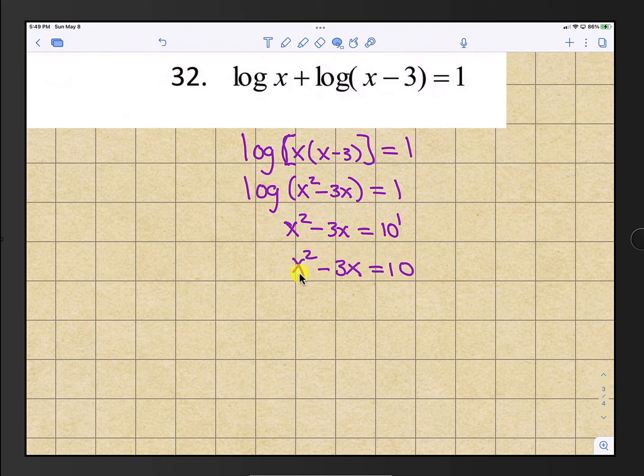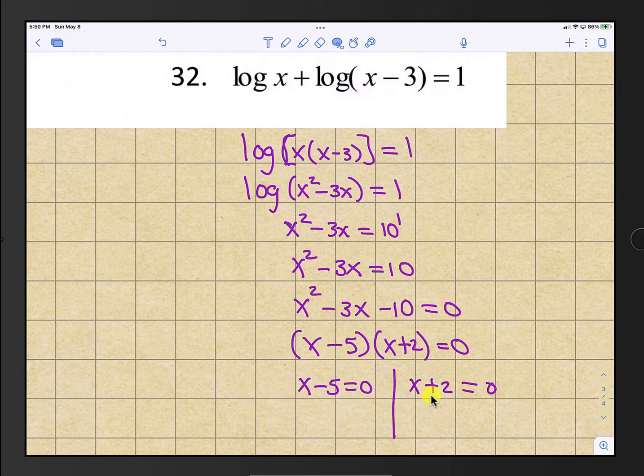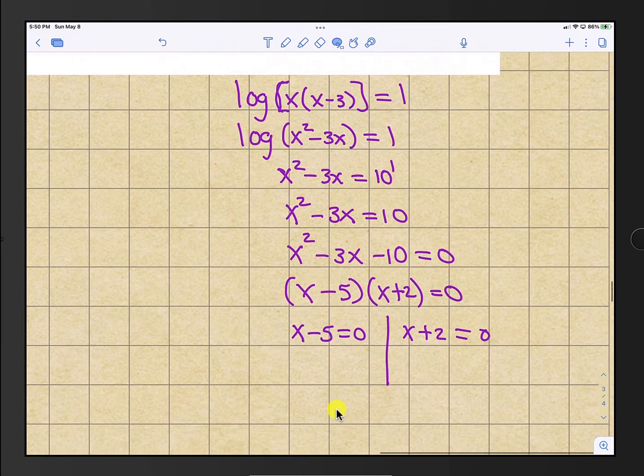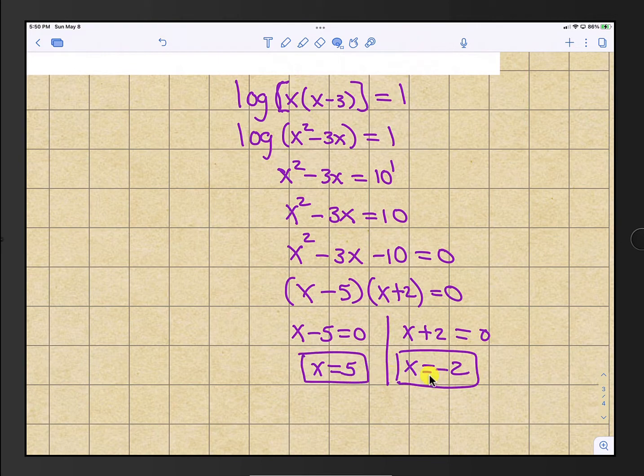And now we have a quadratic, so we'll need to set it equal to 0 on one side. So let's subtract 10 from both sides. So we have x squared minus 3x minus 10 equals 0. And now this can be factored. That would factor into x minus 5 times x plus 2 equals 0. Then we need to set each one of these equal to 0 and solve. So when we solve the x minus 5, we get 5. And when we solve x plus 2 equals 0, we get negative 2.